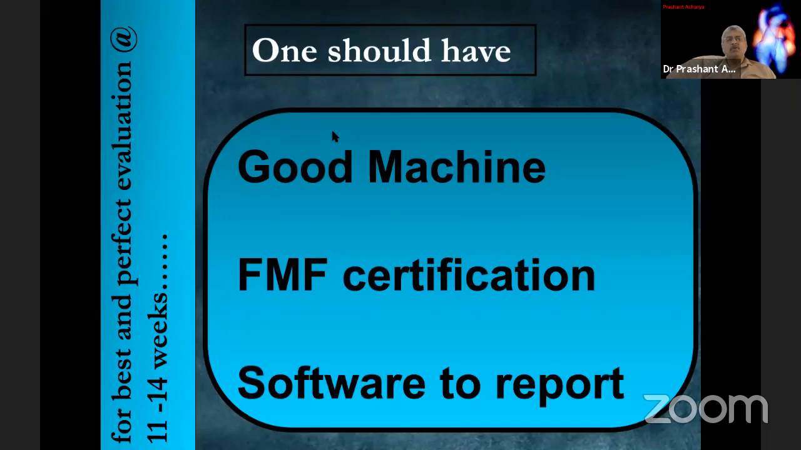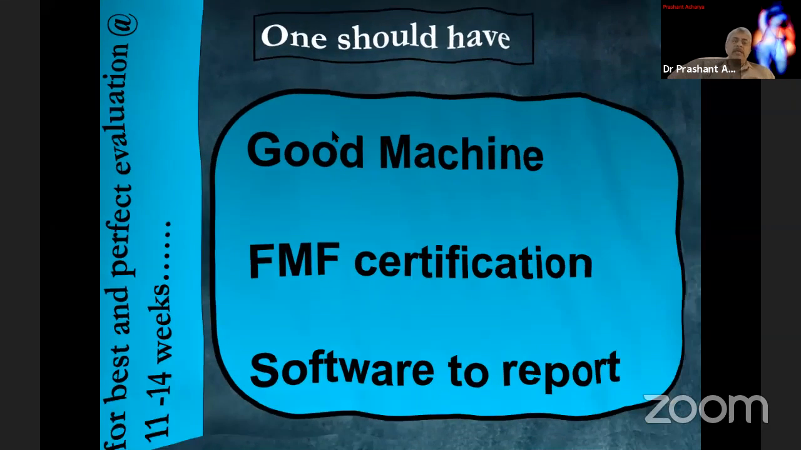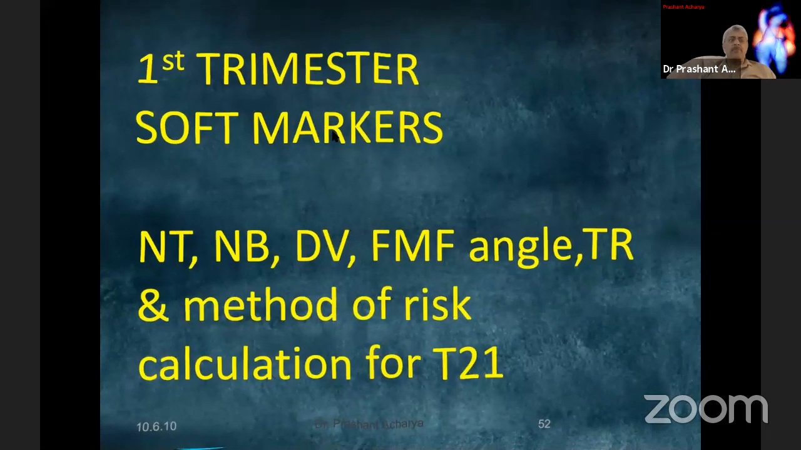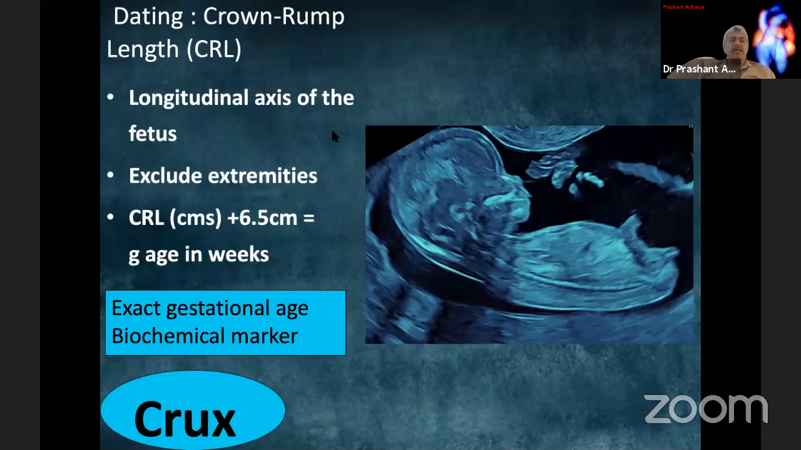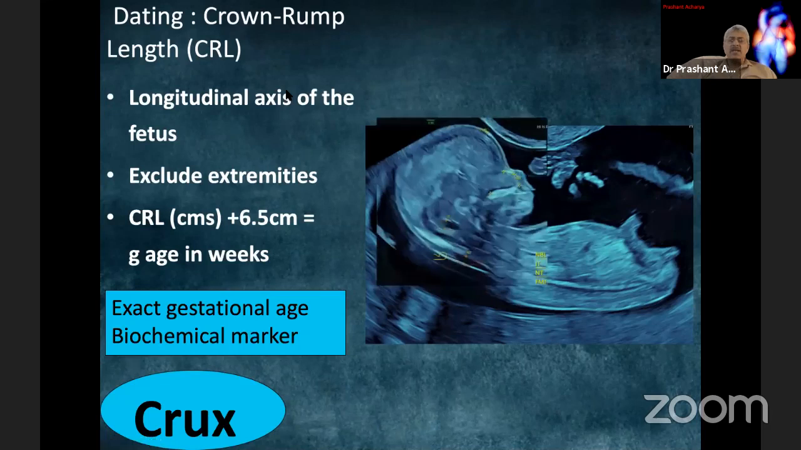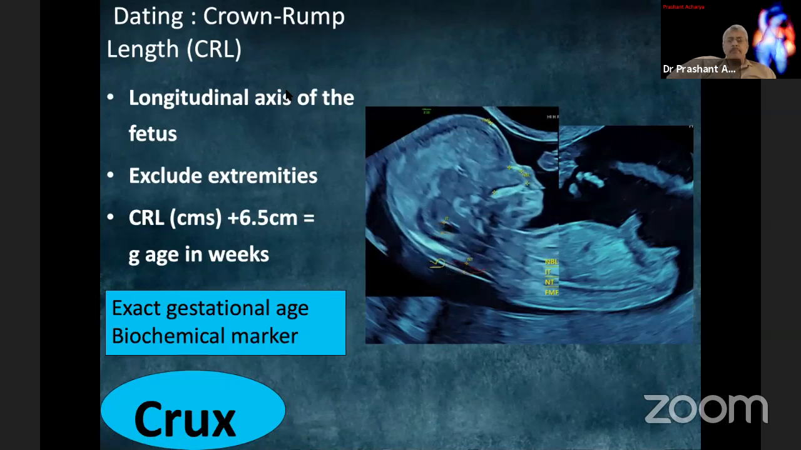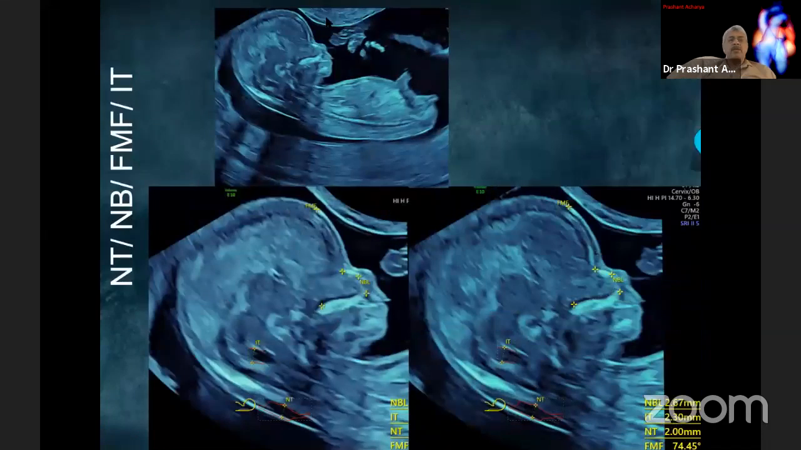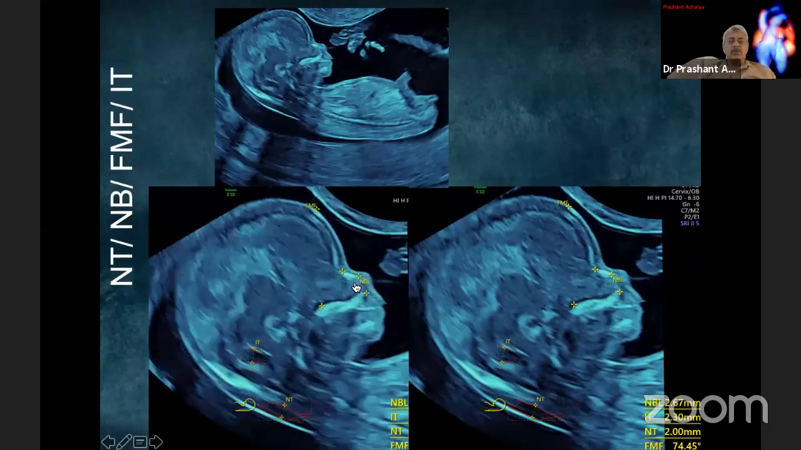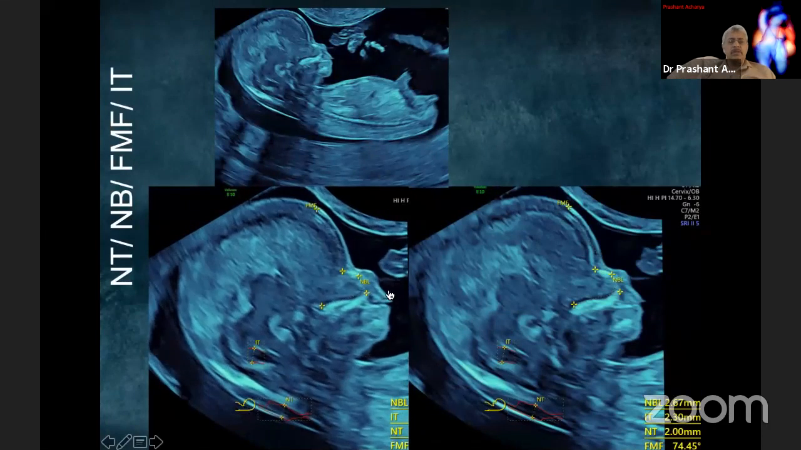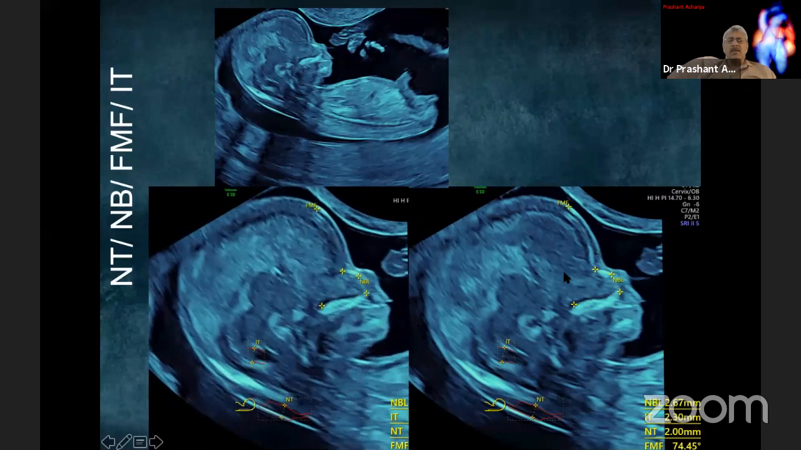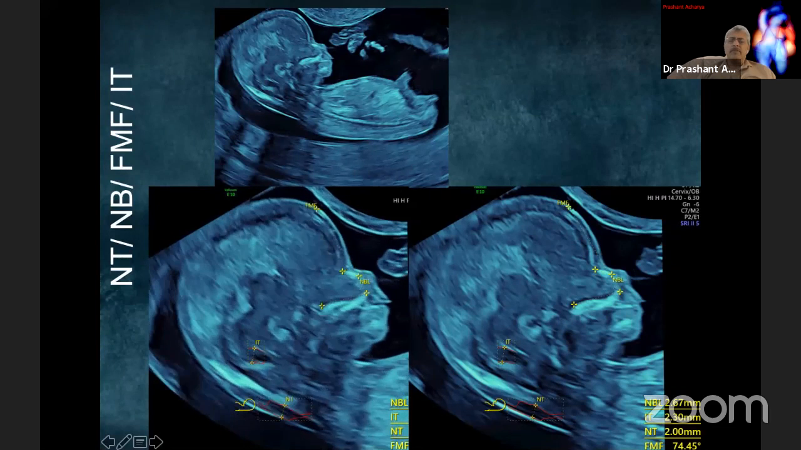You need a good machine, FMF certification, and software to report, because you will need it. For the first time, as a soft marker, as I told you, the best thing is nuchal. Get a good CRL, zoom this portion, and you will find the brilliant nuchal translucency, which is going to be here, the nasal bone, and the frontomaxillary facial angle.